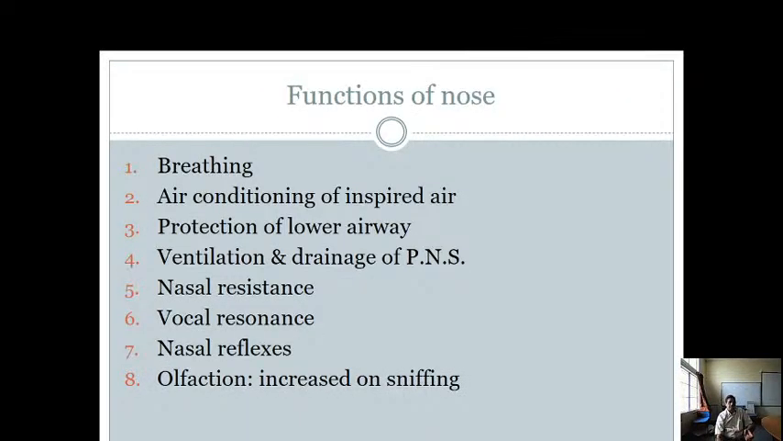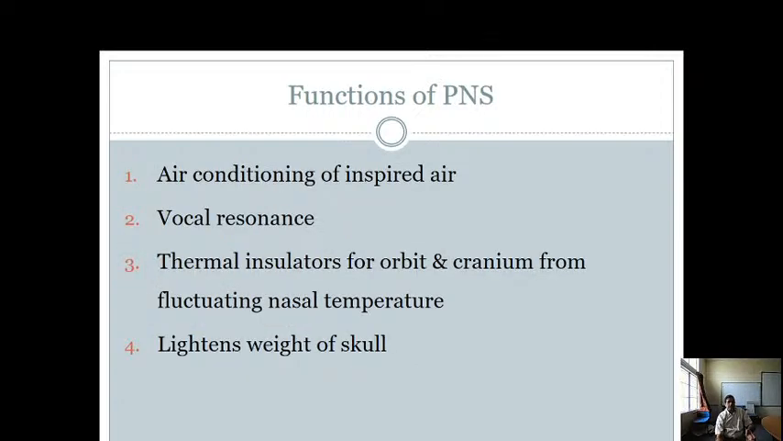So kindly go through these various factors which I have told you, starting from the functions: breathing, air conditioning, protection of the airway, ventilation, drainage, nasal resistance, vocal resonance, nasal reflexes, olfaction, and how it lightens the weight of the skull. So these are the functions of the nasal cavity and the paranasal sinuses.